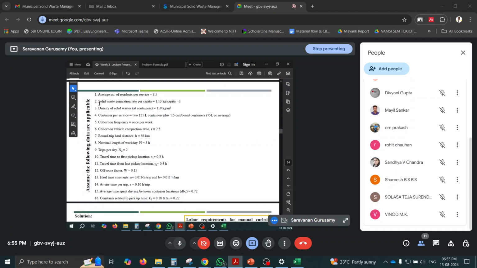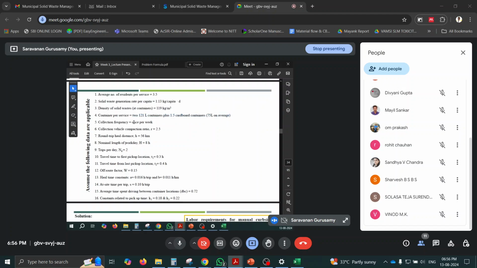So I'll continue. Here it will be 3.5 people in a house, and each person is generating 1.13 kg of waste per day, and the density of solid waste is 109 kg per meter cube. So this is very high. 1 kg per day itself is very high per person. The containers per service will be two 121 liter containers plus 1.5 cardboard containers, that is 75 liter quantity. So we have two 121 liter containers and 1.5 75 liter containers.